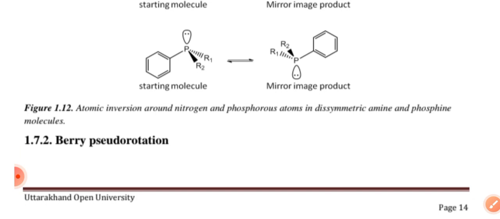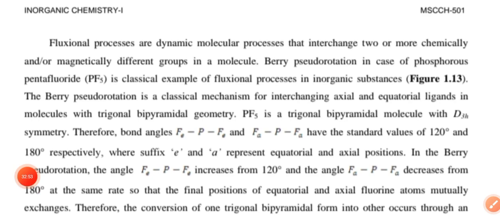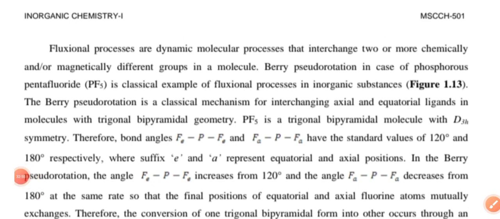Berry pseudorotation. Fluxional processes are dynamic molecular processes that interchange two or more chemically and/or magnetically different groups in a molecule. Berry pseudorotation in the case of phosphorus pentafluoride is a classic example of a fluxional process in inorganic substances.